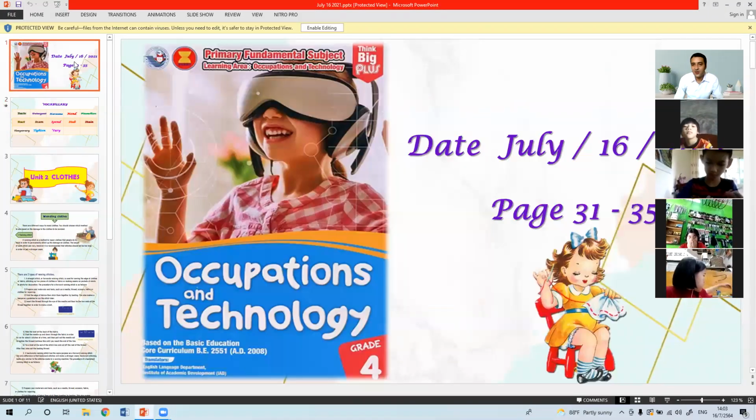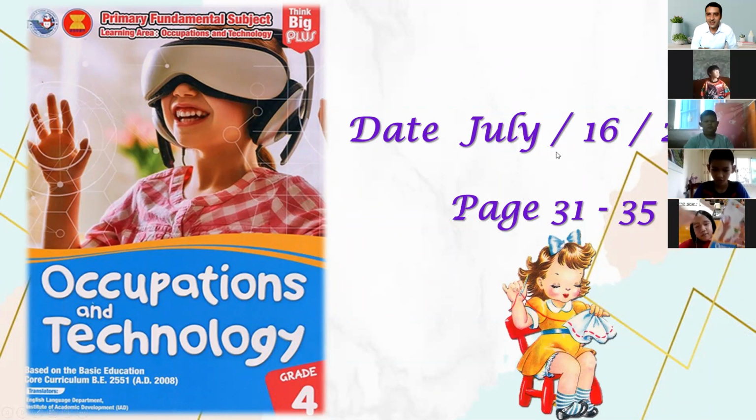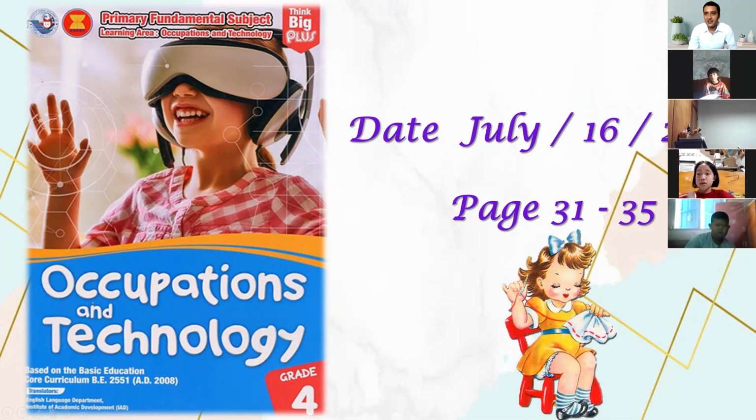All right, students. So our class today is occupation, right? You have your books with you, students? Yes, we have. Okay, so today we are going to learn stitching clothes, page number 31 to 35.